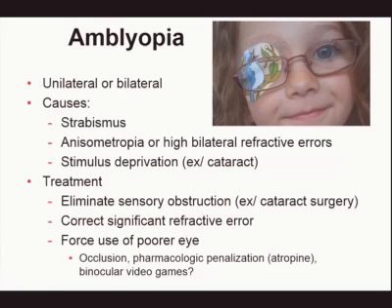The treatment is to eliminate the sensory obstruction, so if there's a cataract, remove the cataract, correct the significant refractive error, and then force the use of the poorer eye. This is typically done with patching or occlusive therapy, but you can also use pharmacologic penalization such as atropine, and there are studies being done right now looking at binocular video games, but this is still in the trial period.